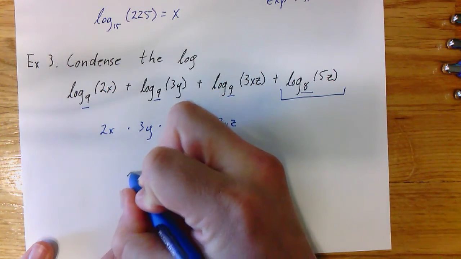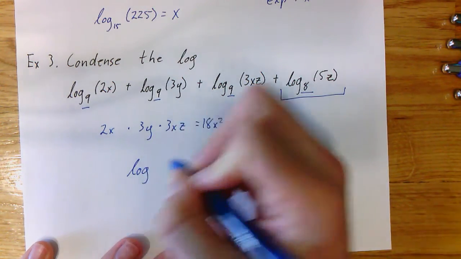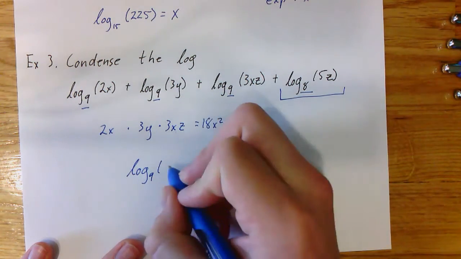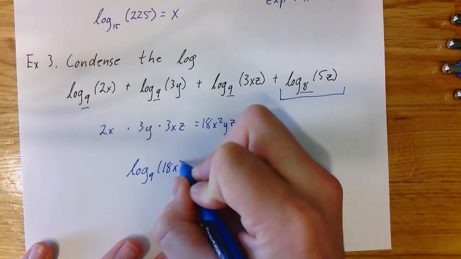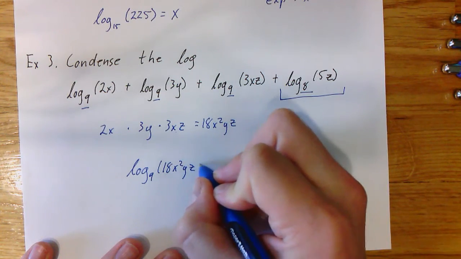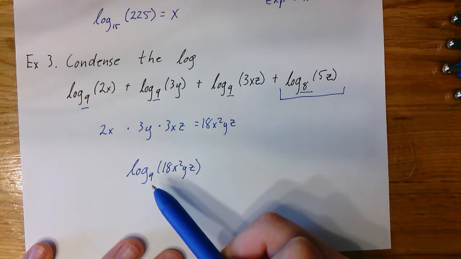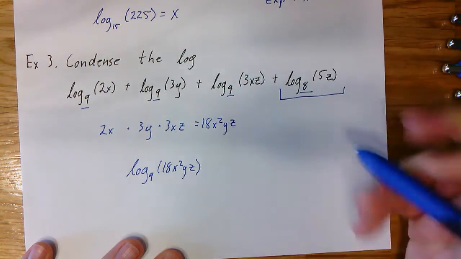So we take the common log that they all share, 18x squared yz. And then because this thing was log base 8, it can't combine with this because it has a different base. So we'll just bring this down and leave it at the end.